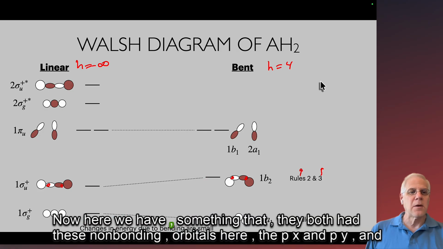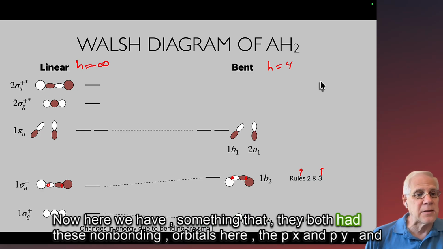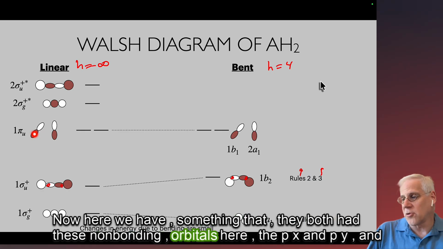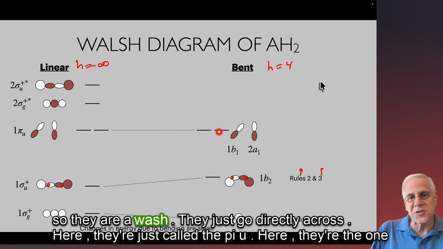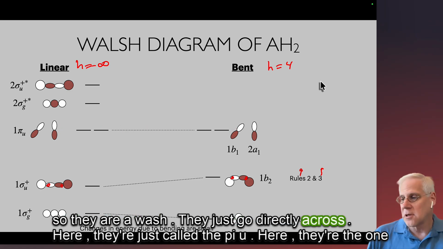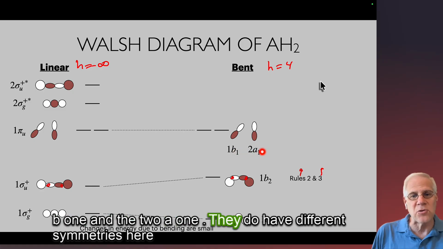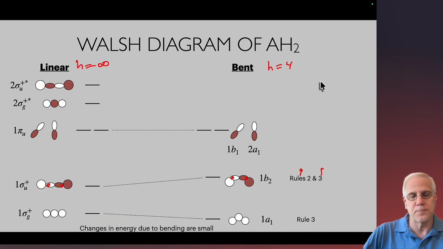Now here we have something where they both had these non-bonding orbitals here, the px and py, and so they are a wash. They just go directly across. Here they're just called the pi u. Here they're the 1b1 and the 2a1. They do have different symmetries here.